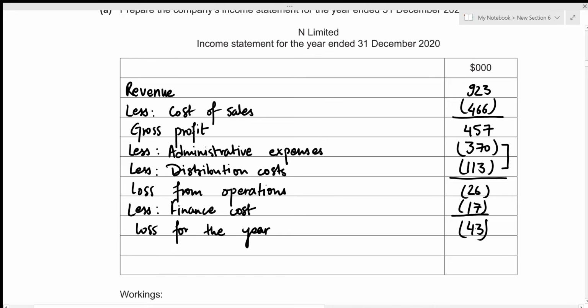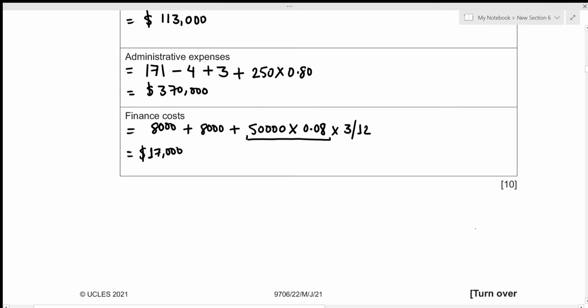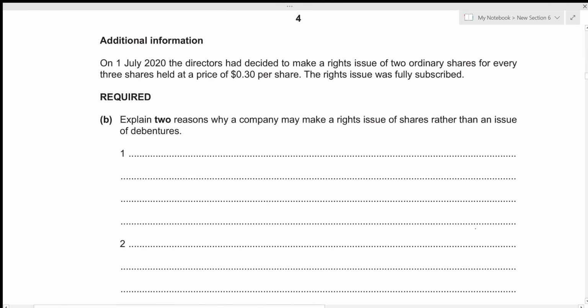Let's move on to the second one. We are given additional information. On 1st July 2020, the directors had decided to make a rights issue of 2 ordinary shares for every 3 shares held at a price of 0.30 per share. Alright, and then the rights issue was fully subscribed.